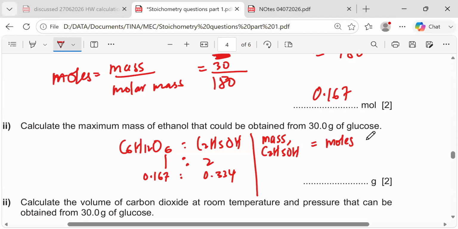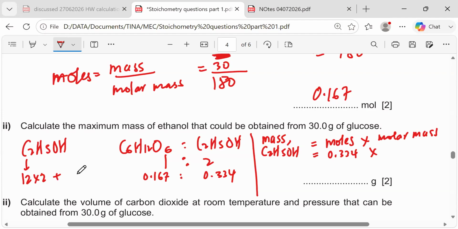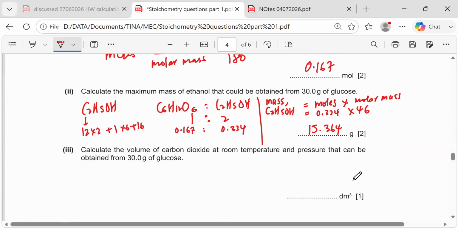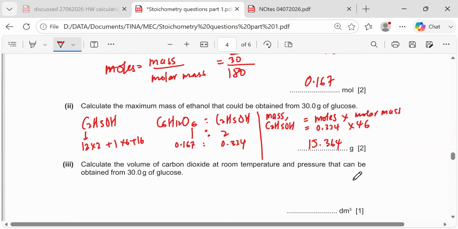Okay, so moles times molar mass. Moles is 0.334. Molar mass of C2H5OH. Carbon is 12 times 2. Hydrogen is 1 times 6. Oxygen is 16. 46, right? Okay. So 15. Do you understand? Yeah. Can? Two decimal places is enough.